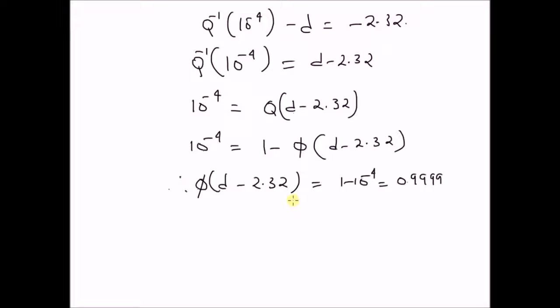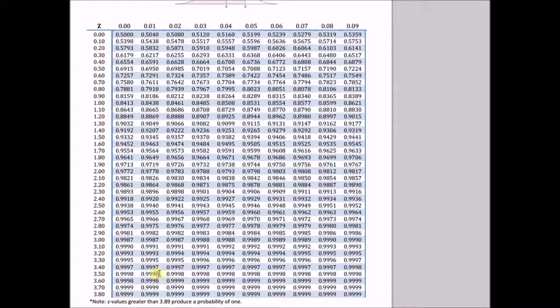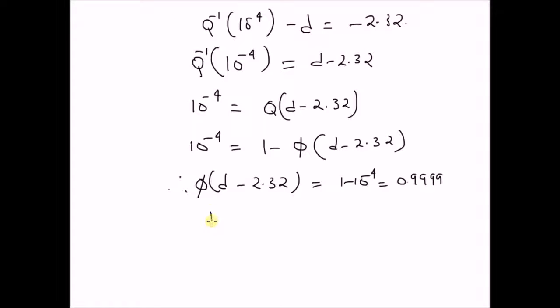Now we basically have to locate the value 0.9999 on the normal CDF table. From the normal distribution tables, we can see that the value 0.9999 is reached at 3.62. So d minus 2.32 should be equal to 3.62. Therefore, d is equal to 3.62 plus 2.32. 2 plus 2 is 4, 6 plus 3 is 9, 2 plus 3 is 5. Therefore, the value d is equal to 5.94.